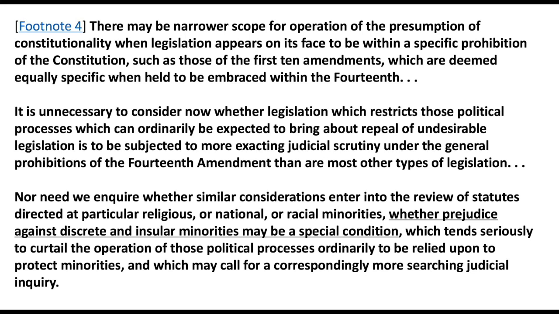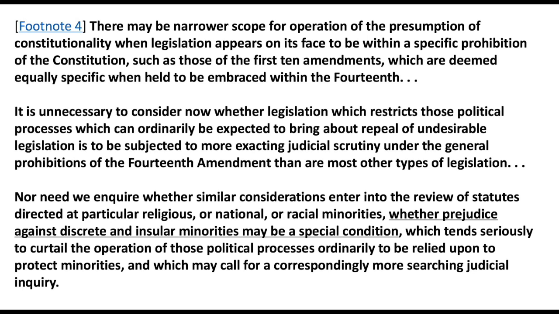The first one there raises the problem I just suggested. I'll read it. There may be a narrower scope for operation of the presumption of constitutionality when legislation appears on its face to be within a specific prohibition of the Constitution, such as those of the first 10 amendments, which are deemed equally specific when held to be embraced within the 14th. I'll pause here. That's pretty easy to make out.